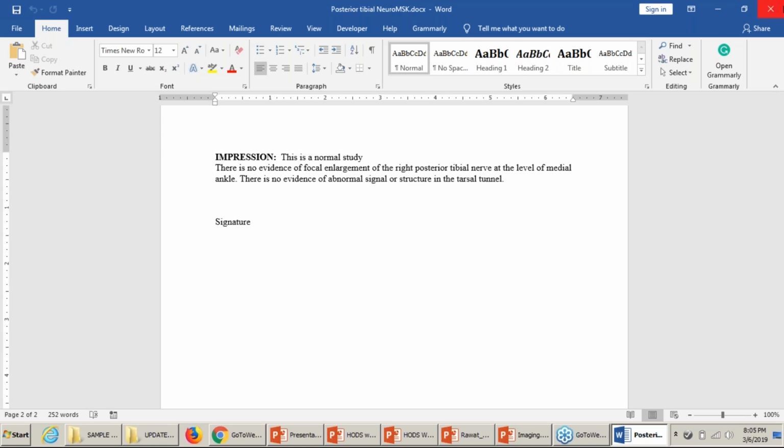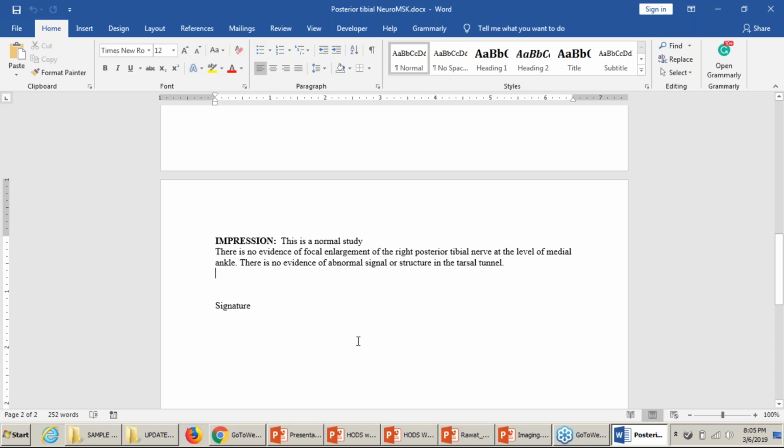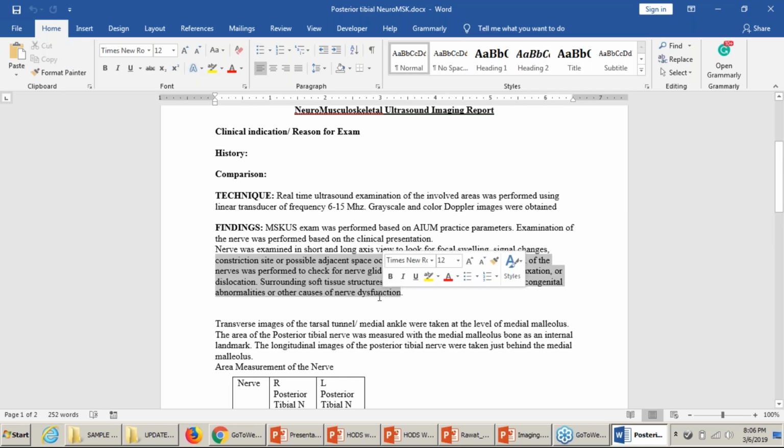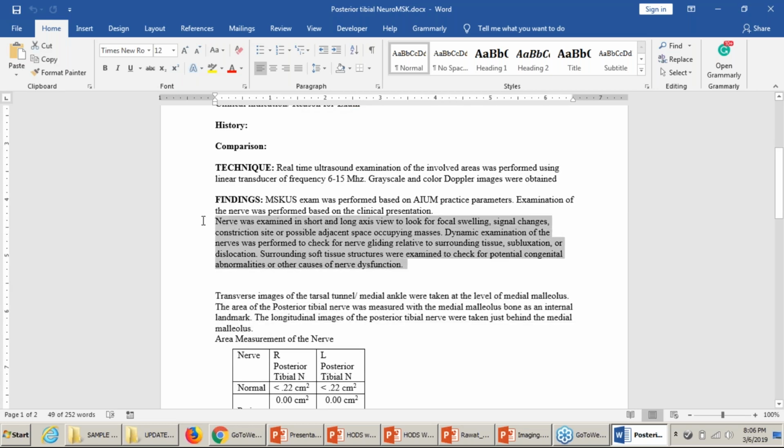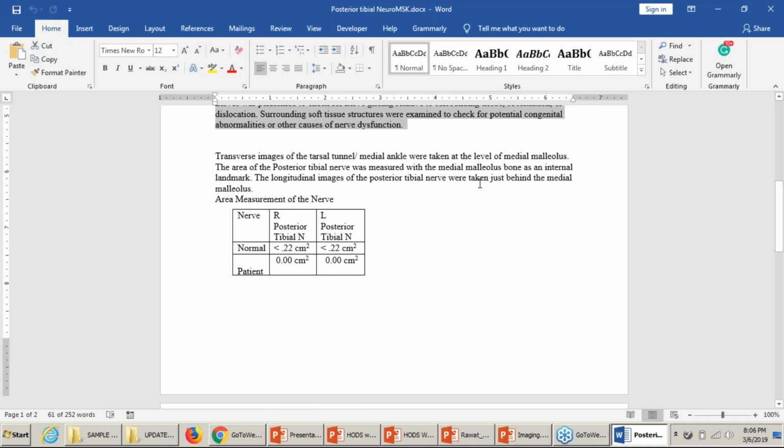So that concludes all the 9 templates that I sent you. Any questions so far? These NeuroMSK templates you can use for any other nerve. These are the most common nerves that we image: median nerve at the wrist, ulnar nerve at the elbow, and posterior tibial nerve at the ankle. But let's say you're doing a not so common nerve, maybe posterior interosseous nerve or suprascapular nerve or common fibular nerve. You can use the same templates, just change some of the text here, and you can use the same format for the other nerve.